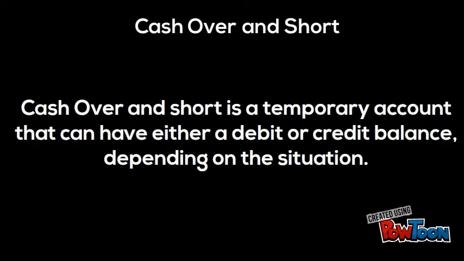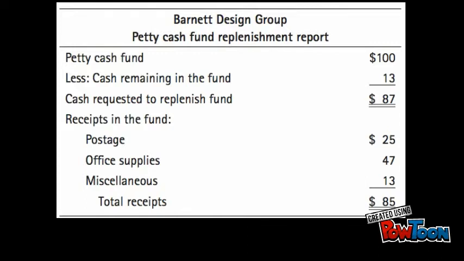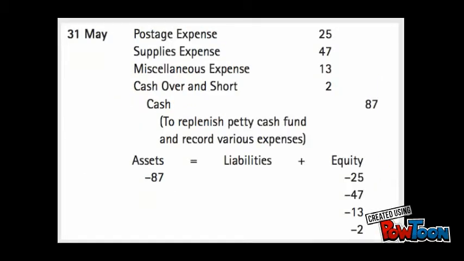To illustrate, assuming the facts from the previous example, the custodian counts only $13 of cash in the fund before replenishment. In this case, a check must be written for $87 to fully replenish the fund. However, there are only $85 of receipts, leaving a $2 difference, which is then charged to the cash over and short account as follows. In this entry, the cash over and short account is debited, which indicates an increase to expense.